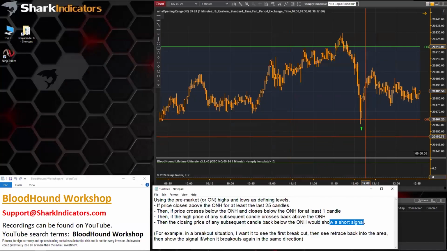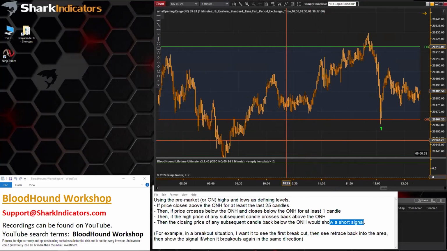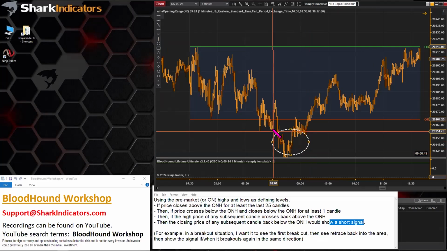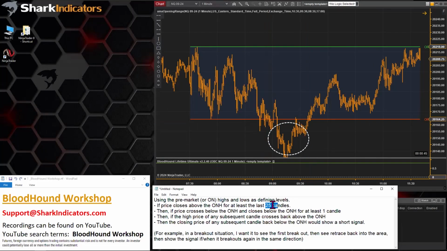And I already have an example found on my chart. Squeeze this up. All right, so here's our opening range. And we do have what looks like at least 25 bars. So I might modify this number here, just to fit whatever scenario I have here.